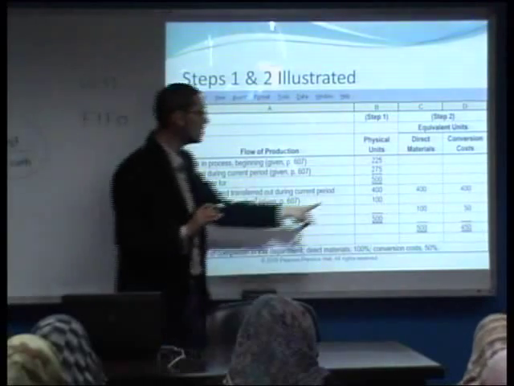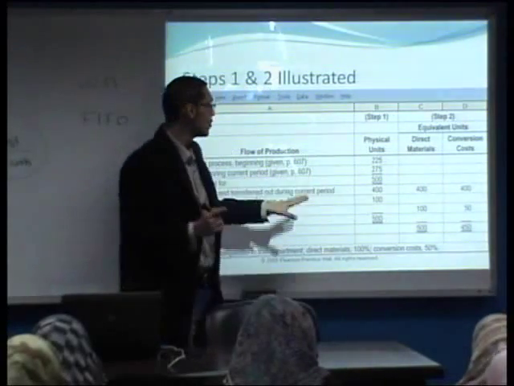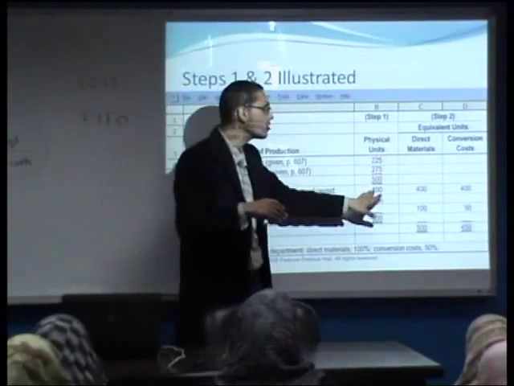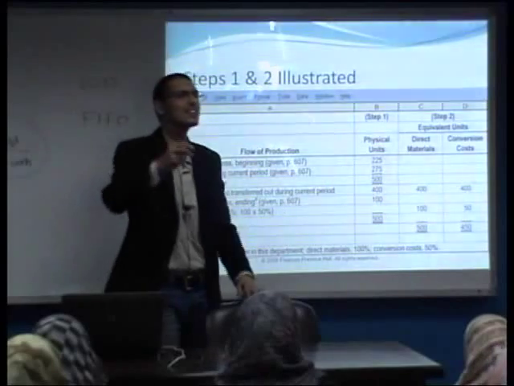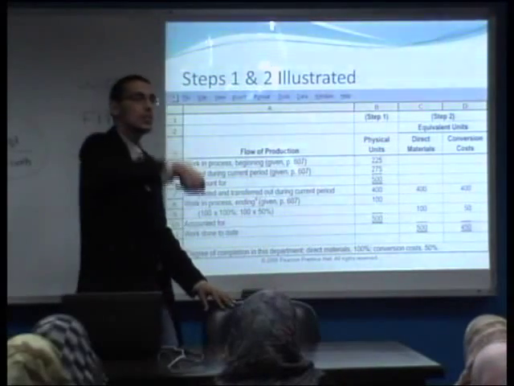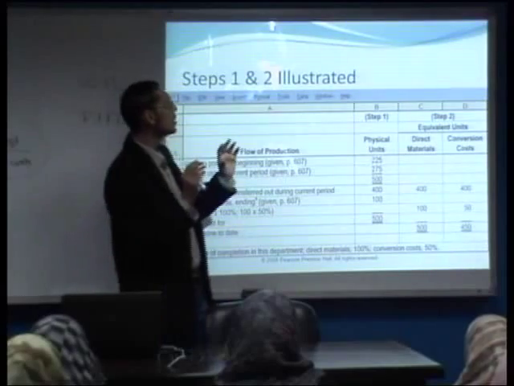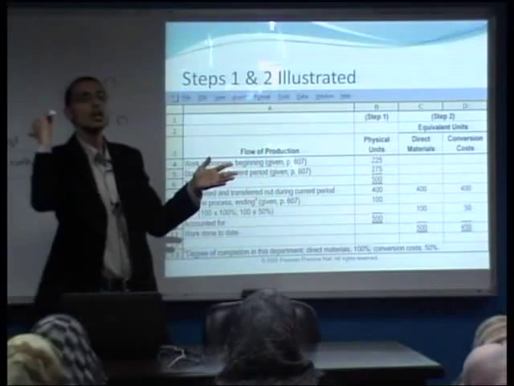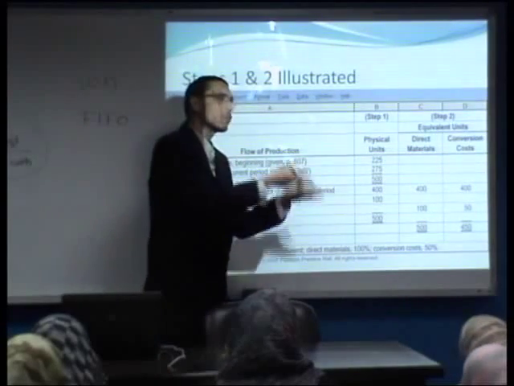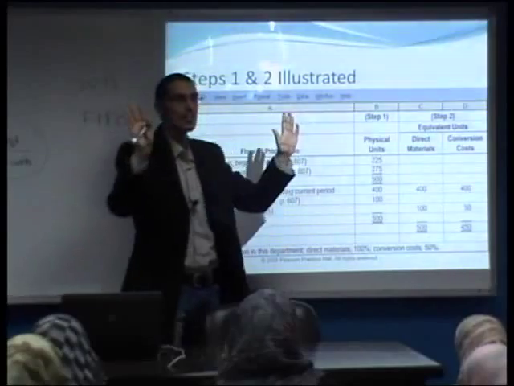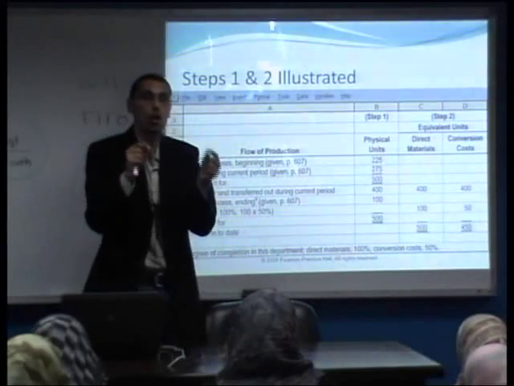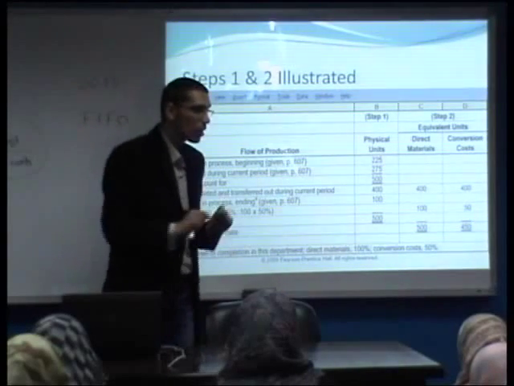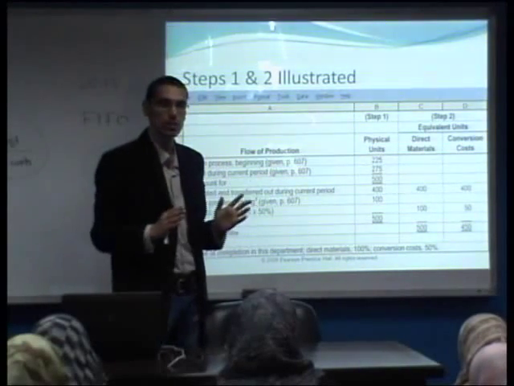As we can see here, we did not divide the ending work in process into two categories. We said that the 400 was completed and transferred out. We did not designate the origin of these units. We did not say that from the 400, 125 were started from the previous year and the 175 were started within this year. We did not separate between the work that was done in the previous year and the work that is done in the current year or the current period.